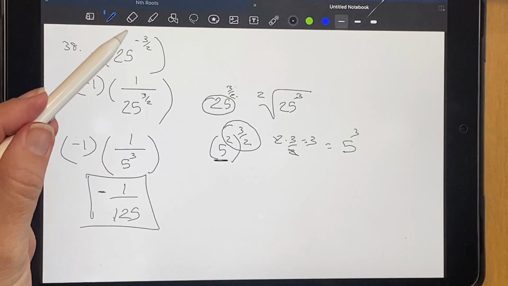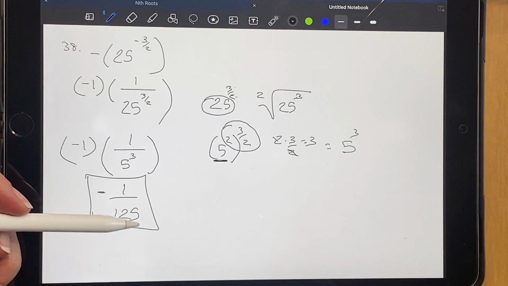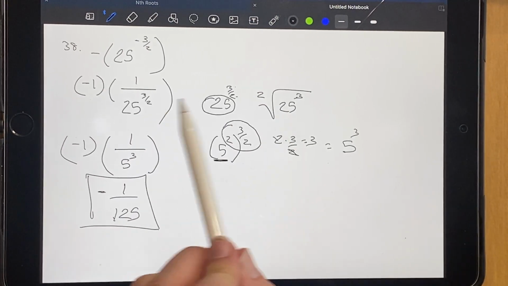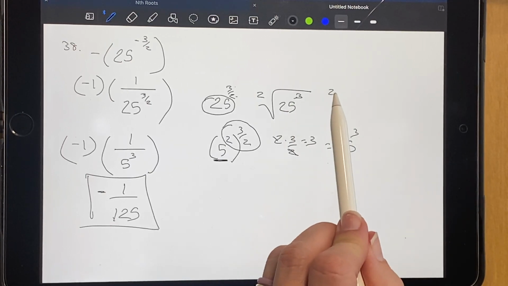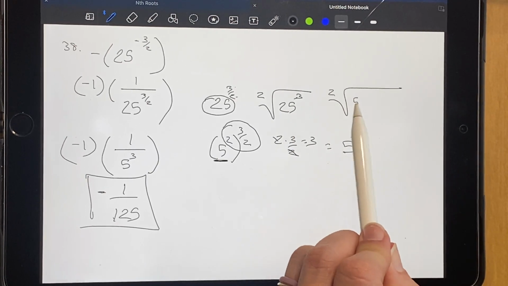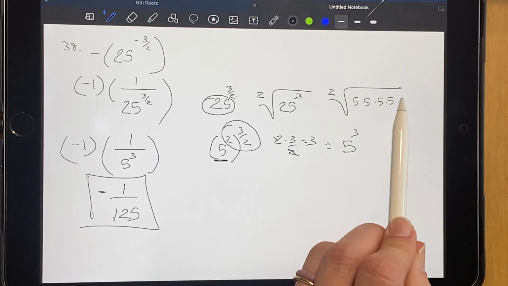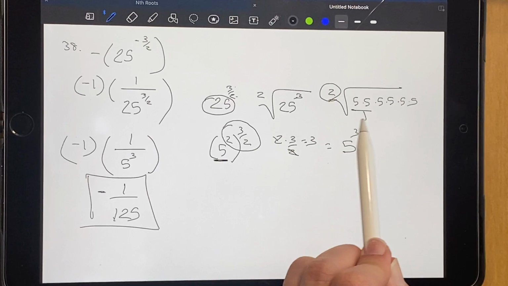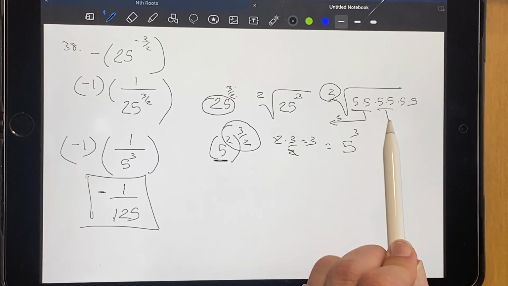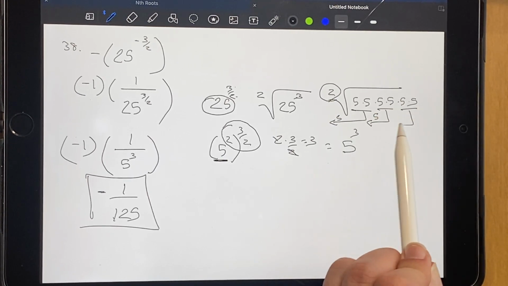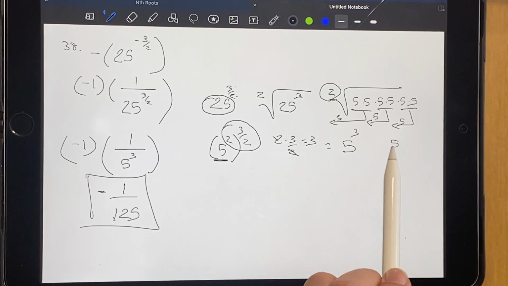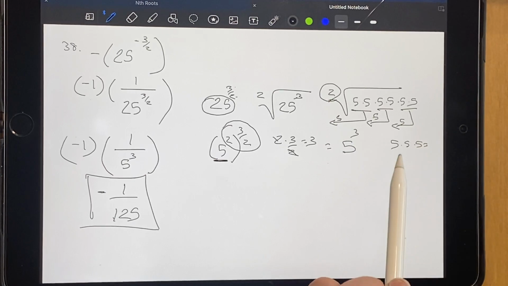So as we just baby step and take through what we have, in this case, we could have written it out as a radical and solved it and then said that I've got 5 times 5 times 5 times 5 times 5 times 5, and then go, I need sets of 2. Here's one set of 2. Here's another set of 2. Here's another set of 2. And I've got 1, 2, 3 5s that come out. And that would give us 125.